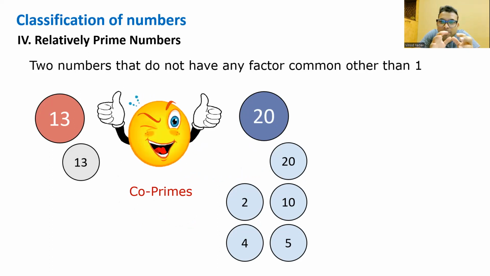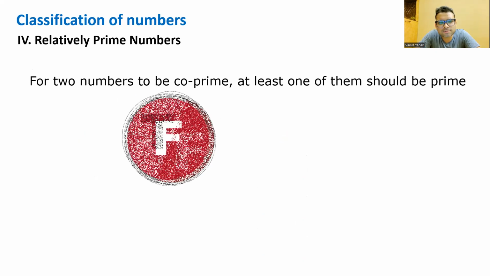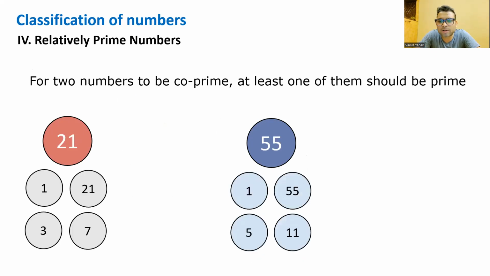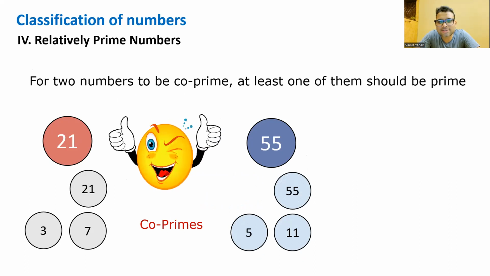So first of all, relatively prime numbers. Did you understand? Only two numbers can be called either co-prime or relatively prime. A single number is not relatively prime or co-prime. There should be two numbers. Okay, please note this. If you really understood, think about this: for two numbers to be co-prime, at least one of them should be prime. True? Not necessary, right? It's false. Simple. 21 and 55. None of them are prime, but still they are co-prime. Check the common factors. There's only one common factor, that is 1. So they are co-prime. Yes.